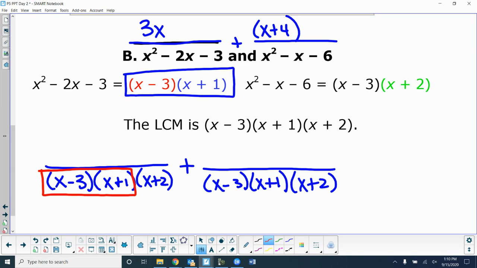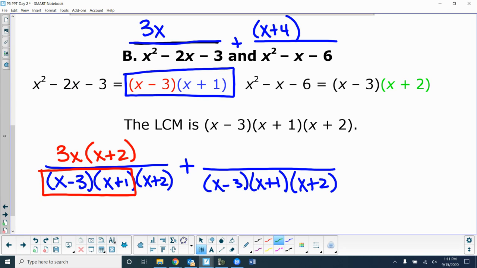What did I do to it to get the common denominator? I multiplied by x plus 2, right? So what do I have to do to the 3x? Multiply it by x plus 2. The same thing. You guys understand that? So the old numerator, you have to multiply by whatever you multiplied the old denominator by. Whatever you do to the bottom, you have to do to the top, basically, is what I'm saying.